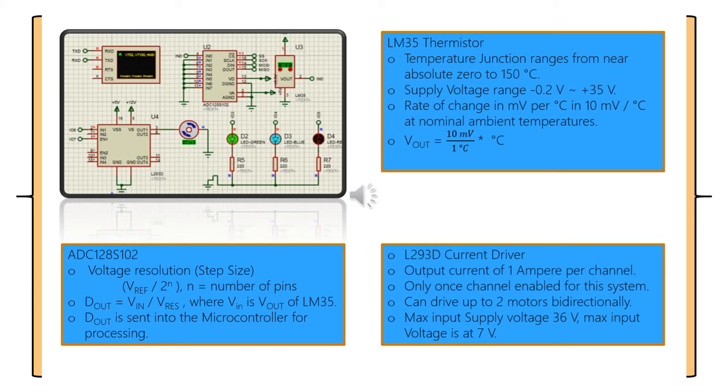Below the virtual terminal we have our current driver, which is the L293D, and as you can see, IO6 is connected to IN1 and IO7 to enable, which is only one channel. Our supply voltage is 12 volts and the motor is to the right of it, connected to pin 3. Beside that device are the 3 LEDs that indicate the operation of the HVAC system.